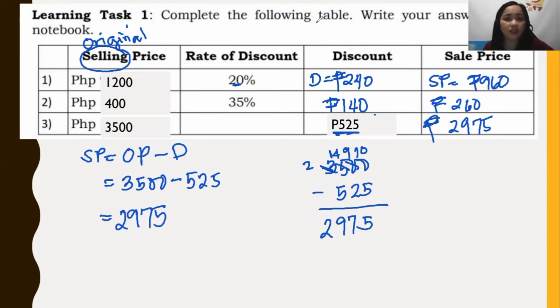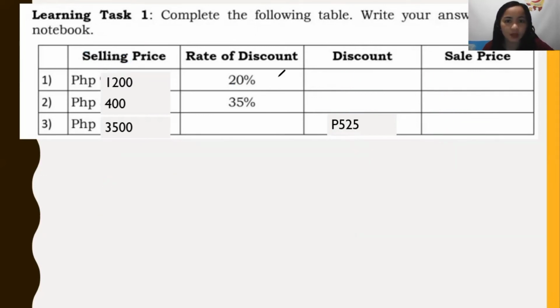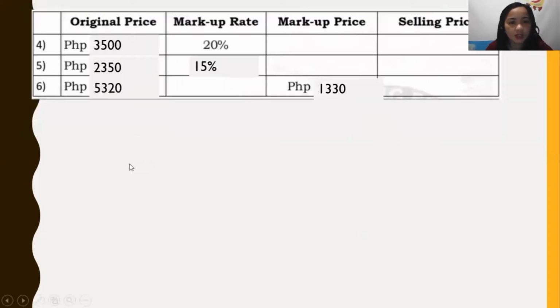Alright, that's it for this table. Then we'll proceed to the next slide. The next slide is the same with table number 1, 2, 3. So we get here the original price, markup rate, markup price, and the selling price. So yung markup price, para lang siya ding percentage or yung kabaliktaran ng discount ito. Now, compute for number 4.